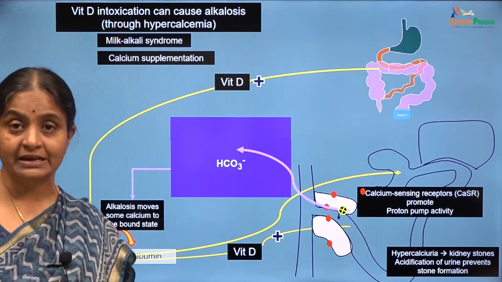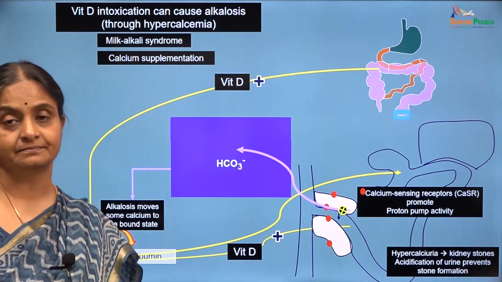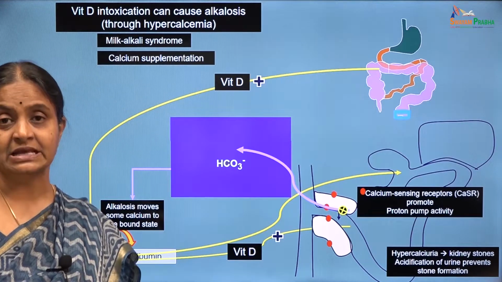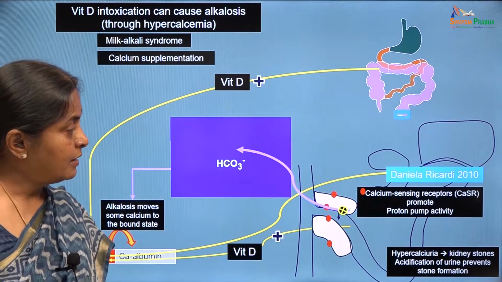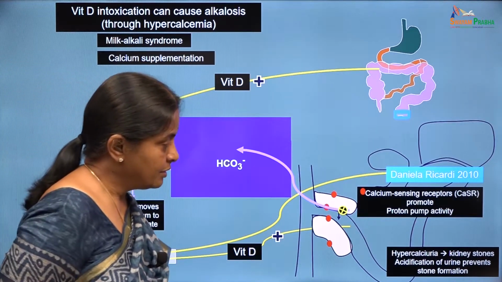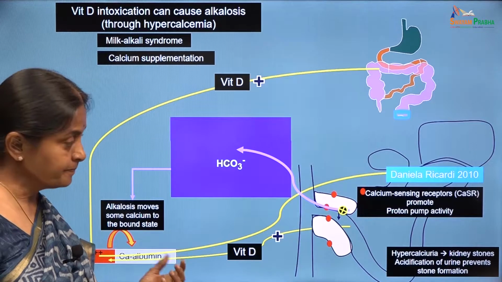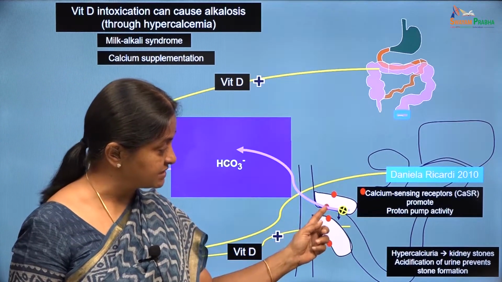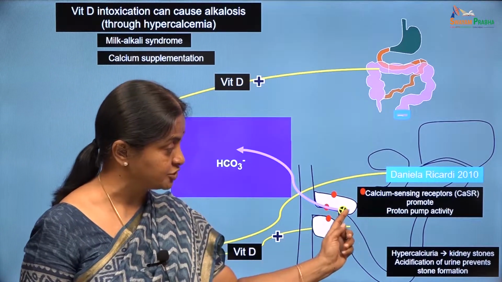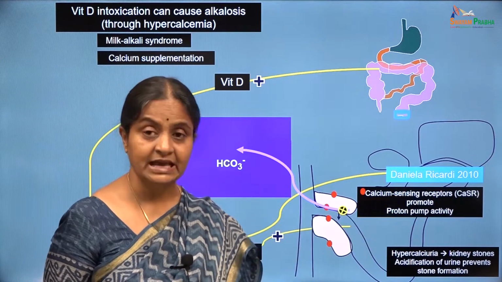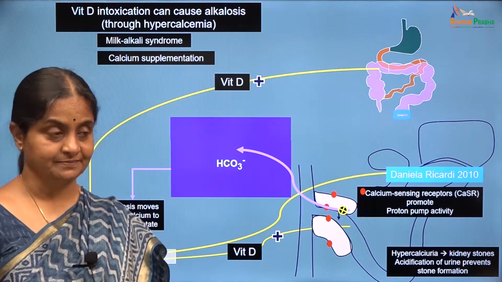And metabolic alkalosis can be life threatening because we will shortly see that it can induce hypokalemia and therefore muscle weakness. If there is respiratory muscle weakness, it can lead to death. My reference for induction of metabolic alkalosis by hypercalcemia through calcium sensing receptors, which sense the high calcium and stimulate the proton pumps in the tubule. The reference for this is Daniela Riccardi, the pioneer in the field of calcium sensing receptors.